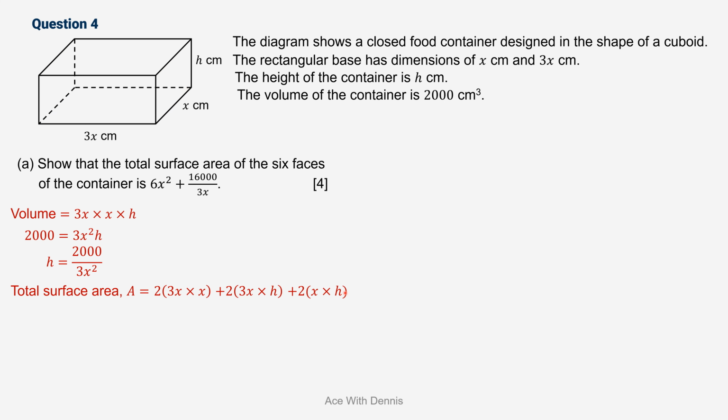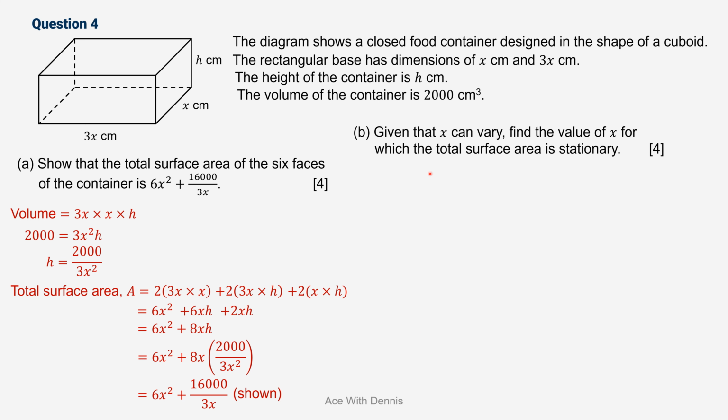Alright, next step, we simplify everything. 2 times 3x times x, we get 6x squared. Next, 2 times 3x times h, we get 6xh. And 2 times x times h, we get 2xh. Next, we can simplify these two terms, which becomes 8xh. And then after that, we substitute this h to be 2000 over 3x squared here. The rest is still the same, just copy down. Then simplify further, we'll get 6x squared plus 16,000 over 3x, hence shown.